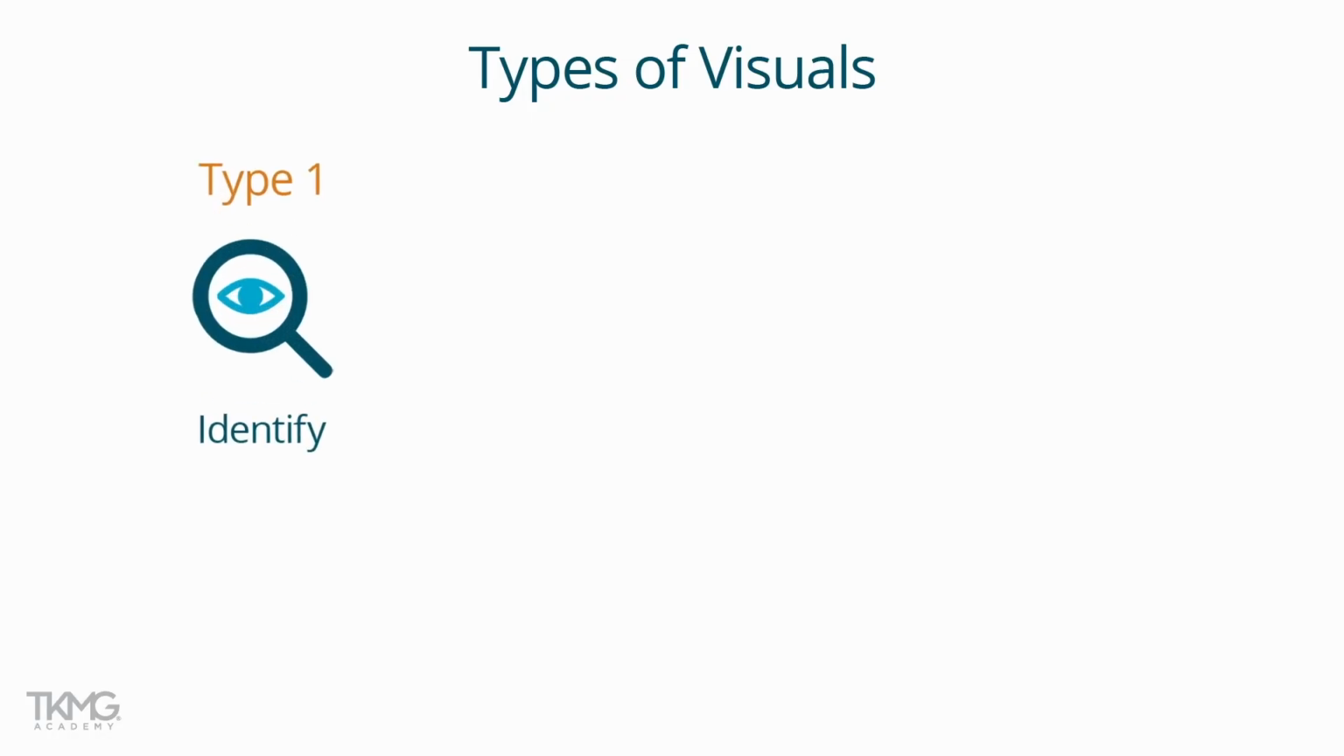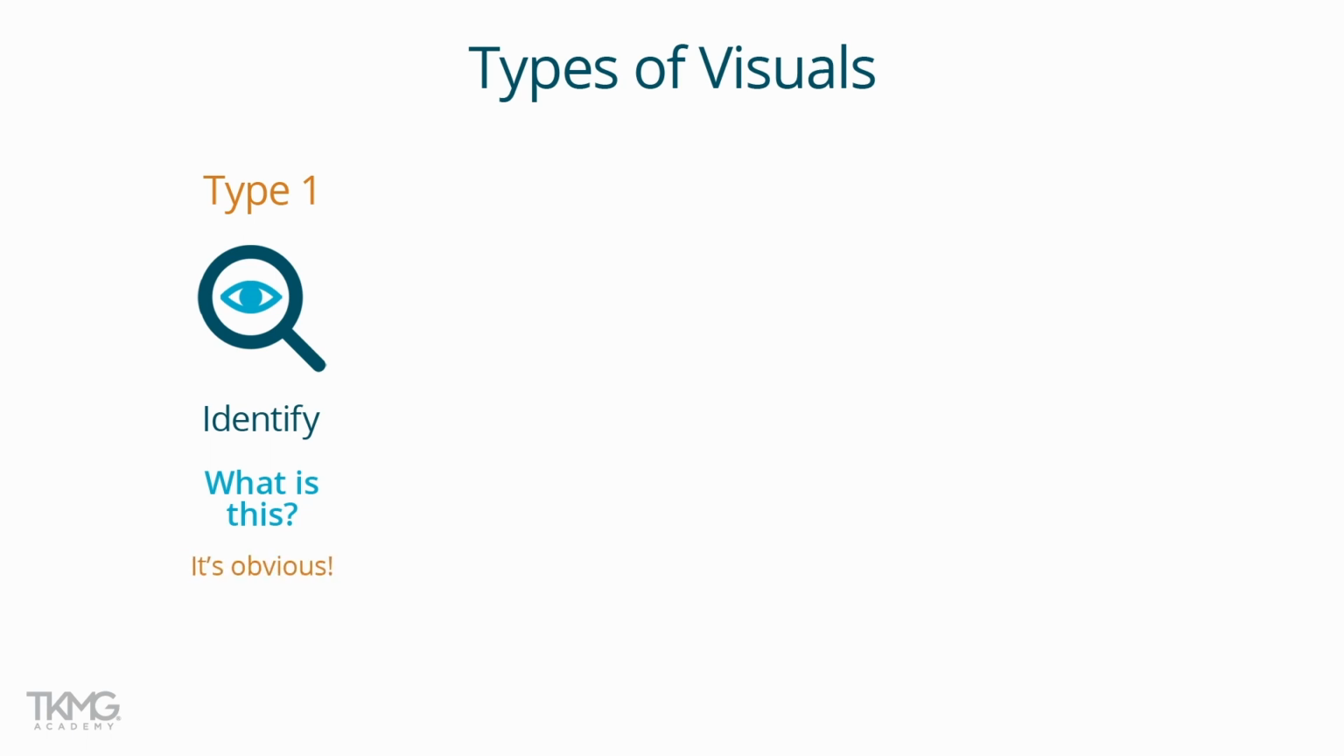There are 4 types of visuals, each of which answers a specific question. I'll list them here, and then I'll go into greater detail in the next 5 lessons. Type 1 visuals identify. They answer the question, what is this? With these visuals in place, employees always know what they're looking at. Materials, equipment, entrances, exits, roles, etc. People don't have to ask.